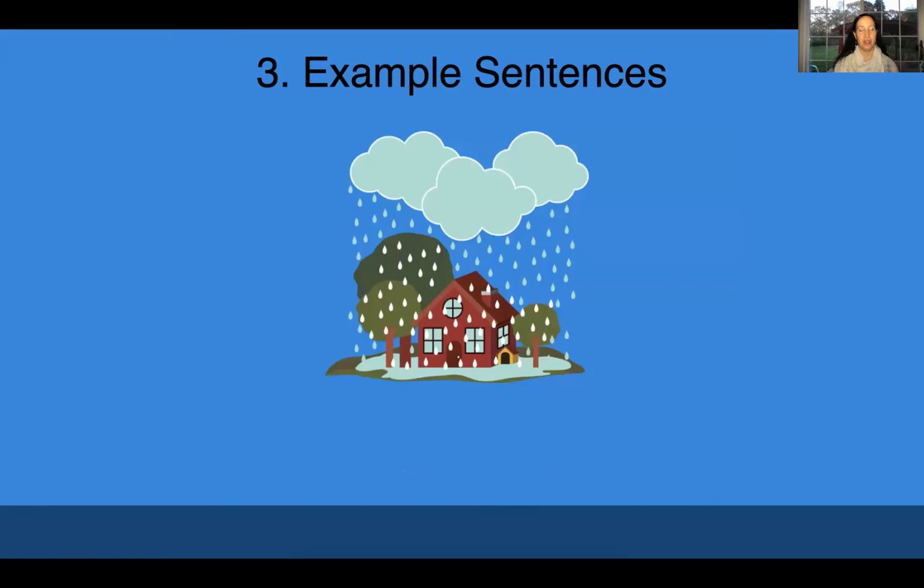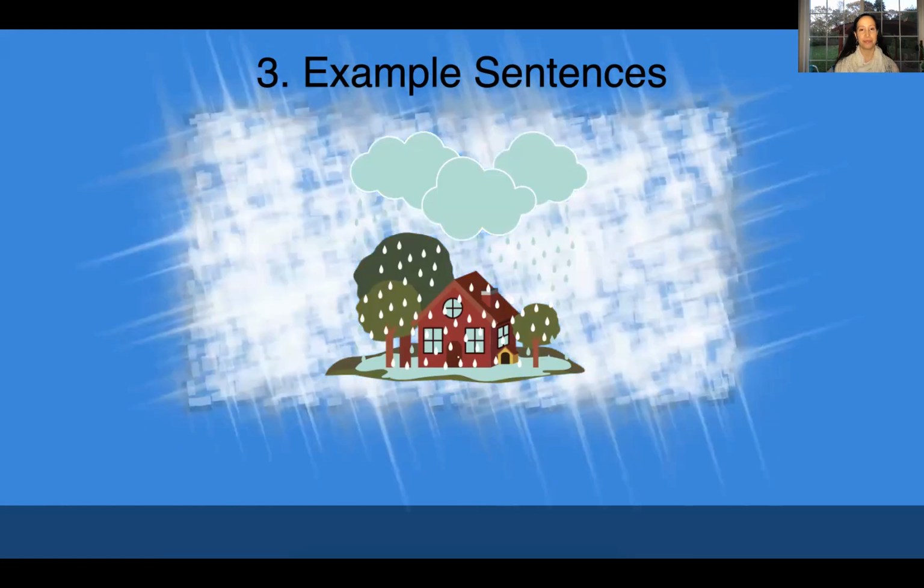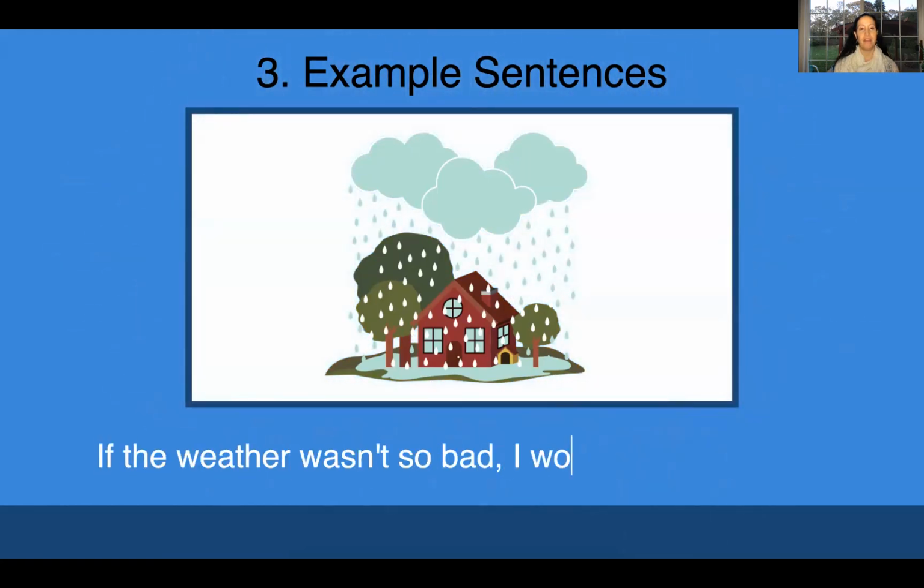Here's another picture. Want to describe the picture for me? Maybe give me an example of a second conditional by describing this picture. Remember, you need your if clause in the past simple tense. Then you need your main clause, which is what? You have would, which is your future tense, and then your infinitive verb. If the weather wasn't so bad, I would go to the park. So what would you do if the weather wasn't so bad? Or if the weather was raining?